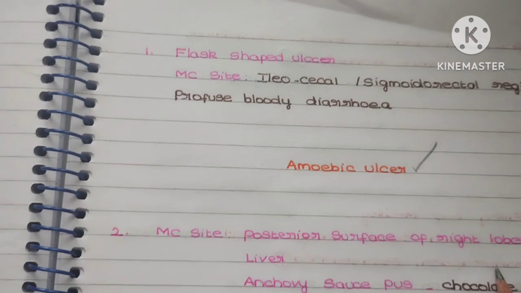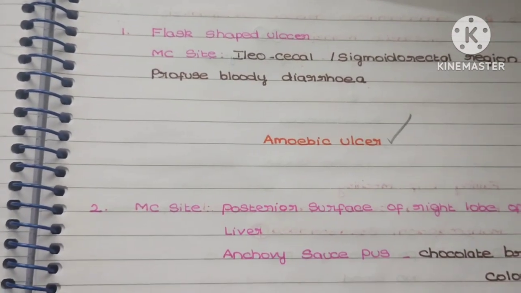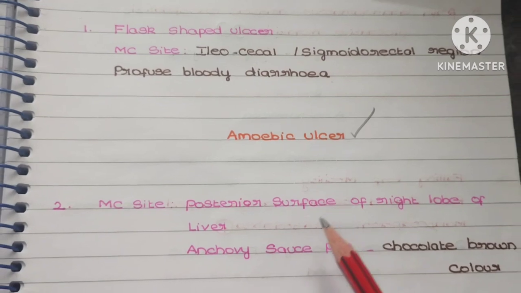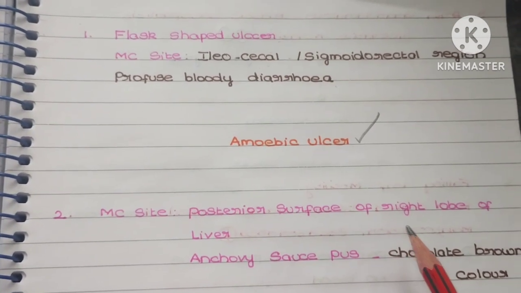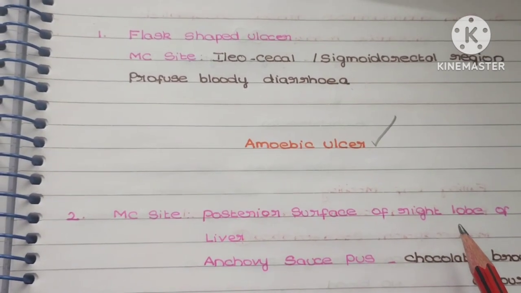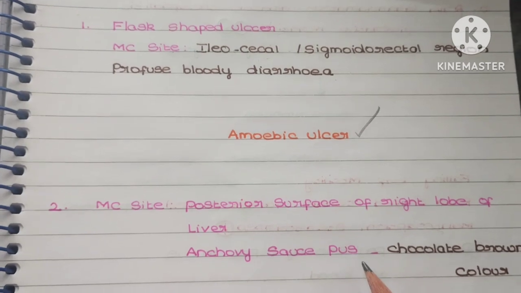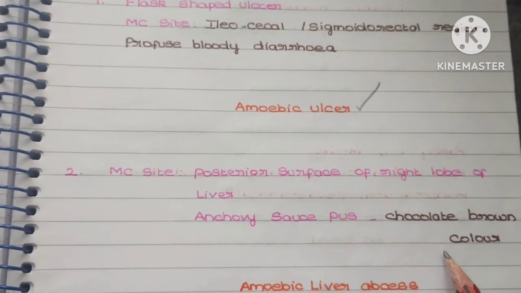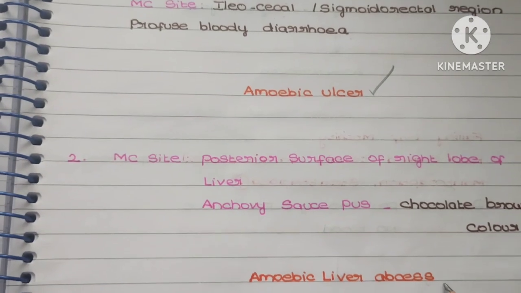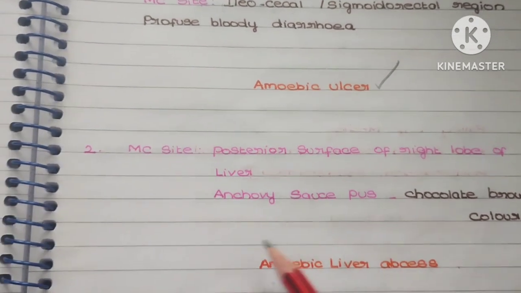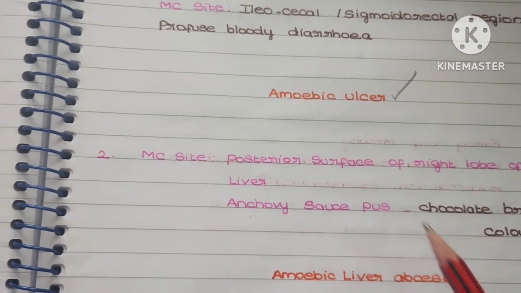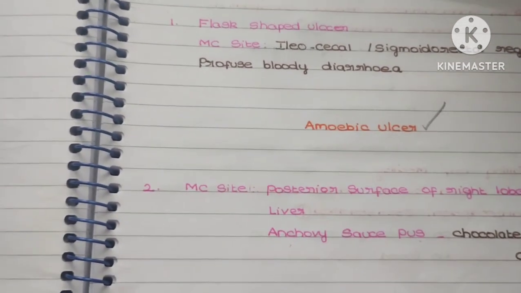Second, the most common site is the posterior surface of the right lobe of the liver, and anchovy sauce pus, that is chocolate brown in color. If you come across this, it is probably an amoebic liver abscess. Anchovy sauce pus is a typical feature of amoebic liver abscess.